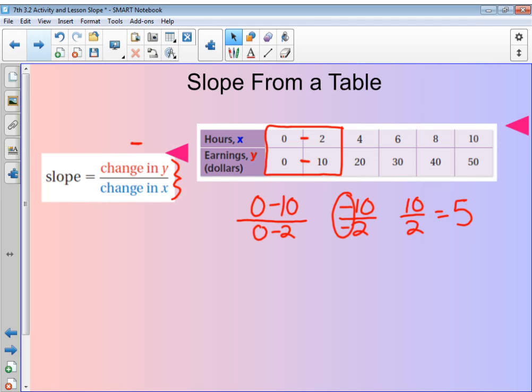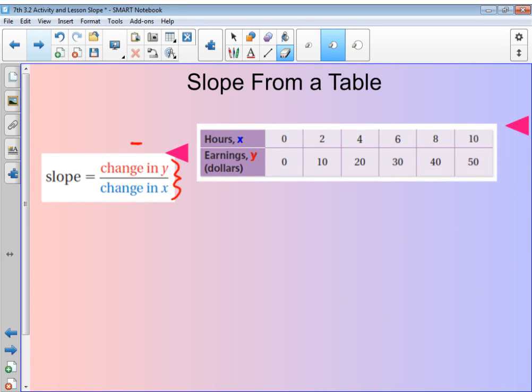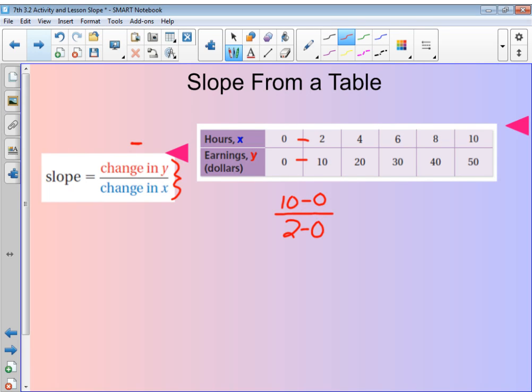I do have some kids that'll say, could I reverse the way that I subtracted those? So instead of writing it out as 0 minus 10, could I do it backwards and do 10 minus 0 and 2 minus 0? Yes, you can. You just have to make sure that whatever order you choose for one of them, you do them in the same order. So here, I did the 10 first, and then I went to the 0. I have to do the same thing when I do my x's.